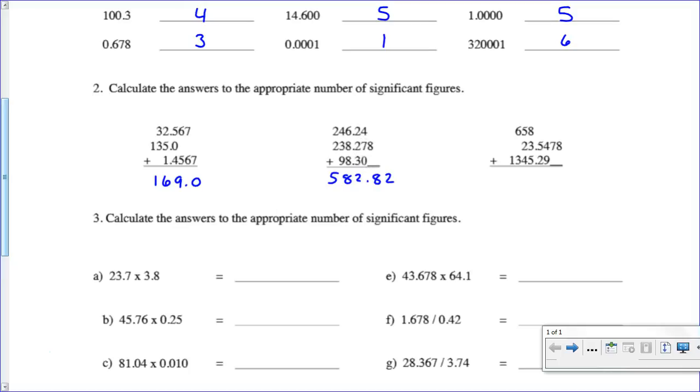All right, next one. 658 goes out to the ones place. 23.5478 goes out to the 10,000ths place. This one, last number, goes out to the hundredths place. So the least precise there is the ones place. Our answer should be rounded to the nearest 1. So we get 2027 when we're rounding to the nearest 1.